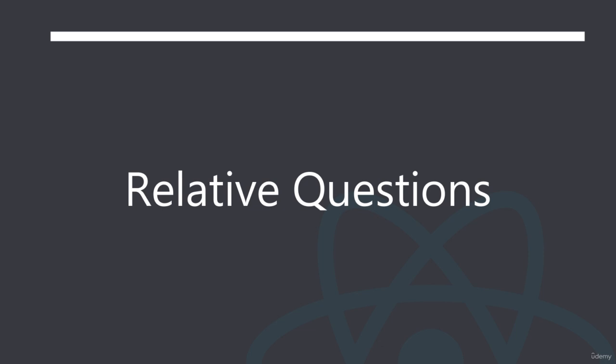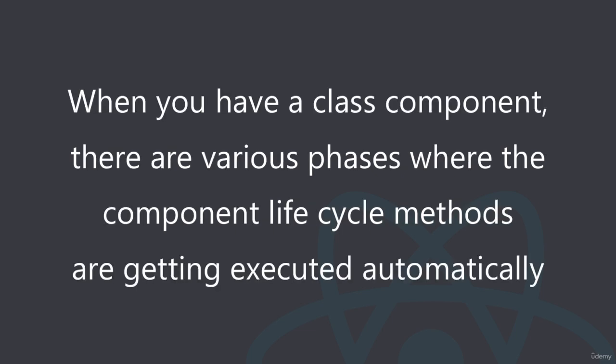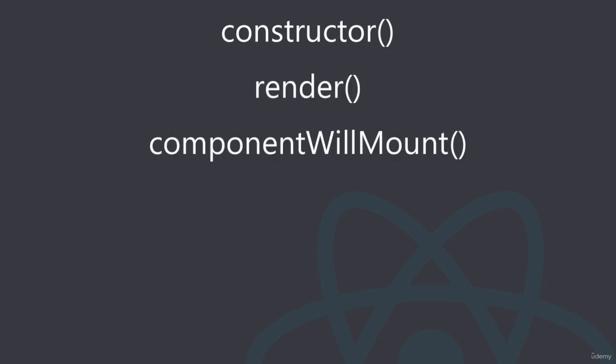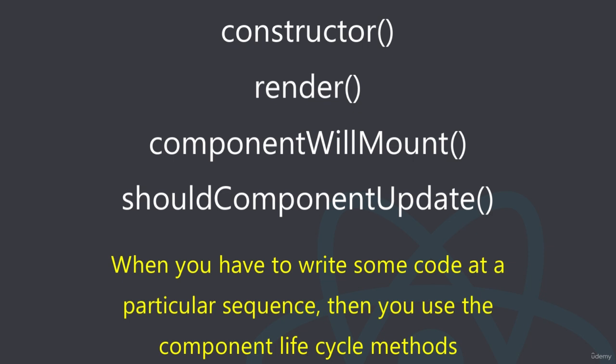Now let's talk about the related questions. So the first question is, what is the component lifecycle method in a class component? When you have a class component, there are various phases where the component lifecycle methods are getting executed automatically. For example, we have a constructor, we have render, we have componentDidMount or shouldComponentUpdate kind of methods, and they have a specific execution sequence. So when you have to write some code at a particular sequence, then you use the component lifecycle methods.